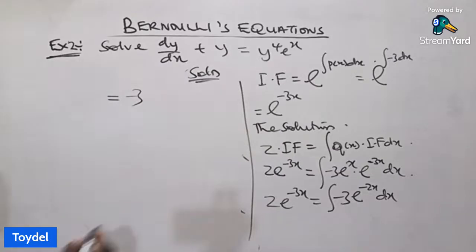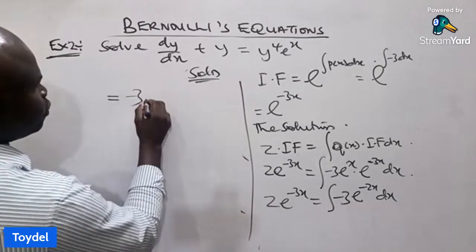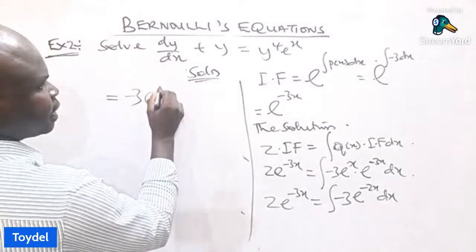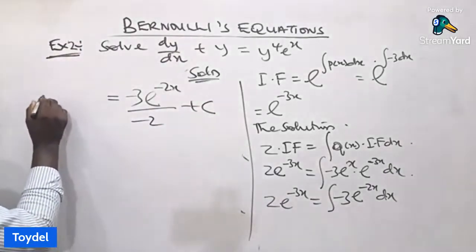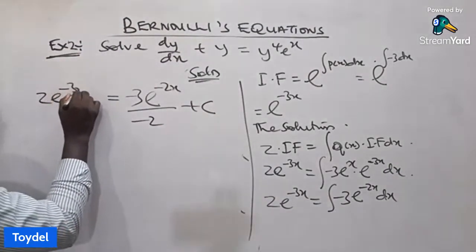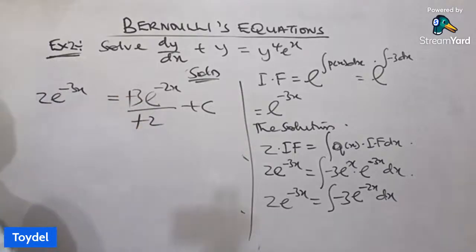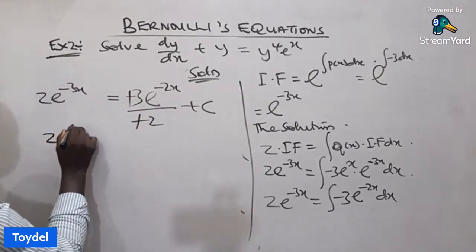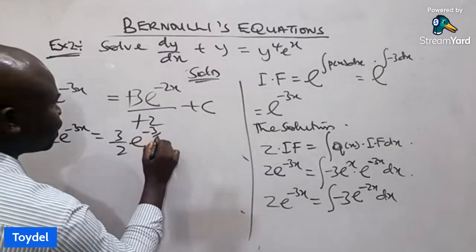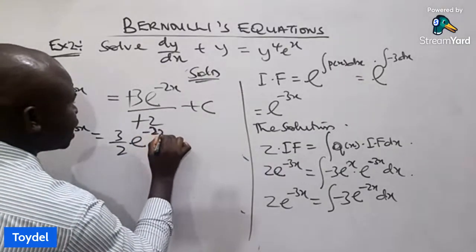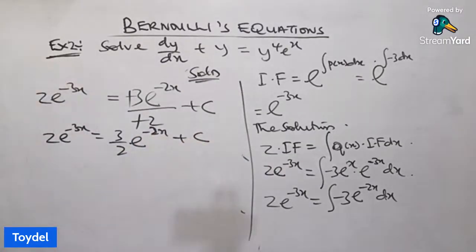Here I'm talking about the right hand side now. Here will be exponential minus 2x all over minus 2 plus an arbitrary constant. That's what we are going to get for the right hand side. We have z exponential minus 3x equal to 3 all over 2 exponential minus 2x plus an arbitrary constant.